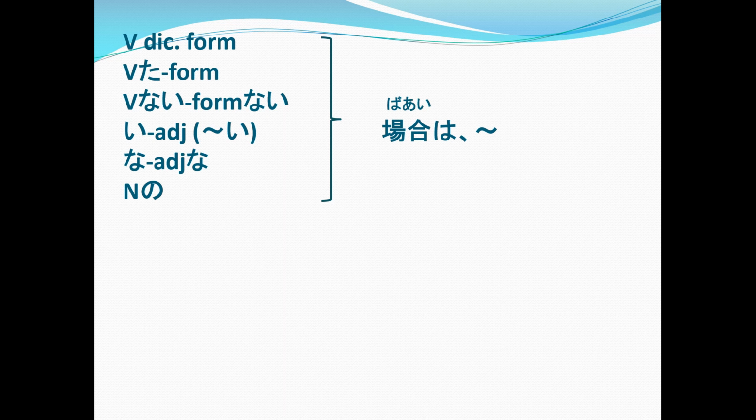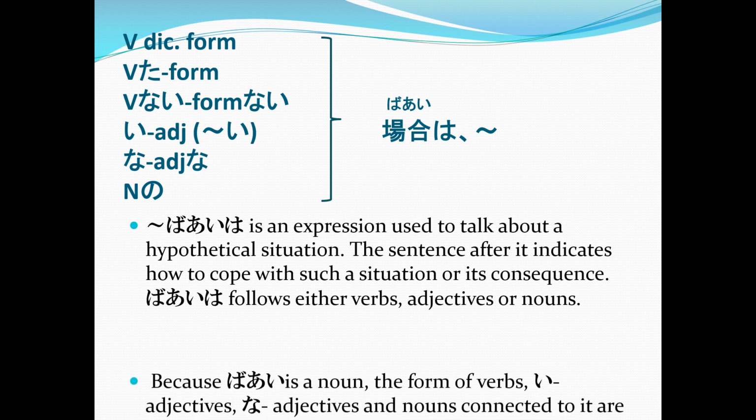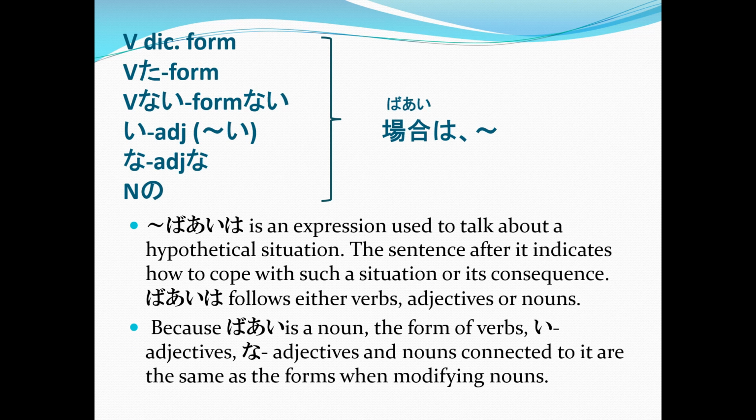So what is the use of baiwa? Baiwa is an expression used to talk about a hypothetical situation. The sentence after it indicates how to cope with such a situation or its consequence. Since baiwa is a noun, it is connected in the same way as a noun modifier. So the forms of adjectives and nouns connected to it are the same as the forms when modifying nouns. So let's take a look at the examples.